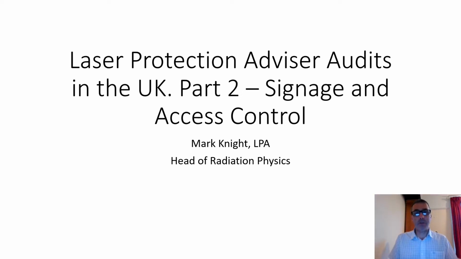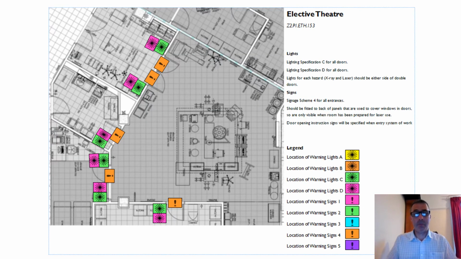Hello, this session is about laser protection advisor audits in the UK, and we're going to be talking specifically here about signage and access control. So here's a room diagram of a typical operating theatre. You can see the operating table in the middle here and the rest of the layout of the room. And you can see examples of the types of warning signs and lights that we've got in place in the theatre. So we'll look in more detail at the actual contents of the signs as we go through the slides.